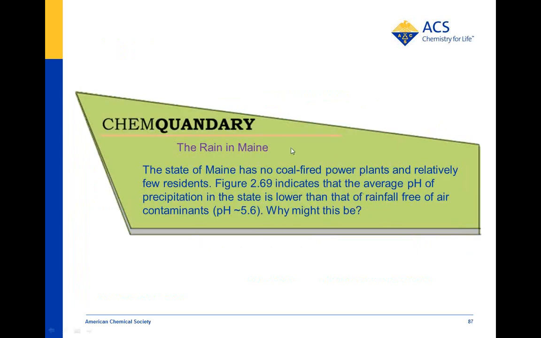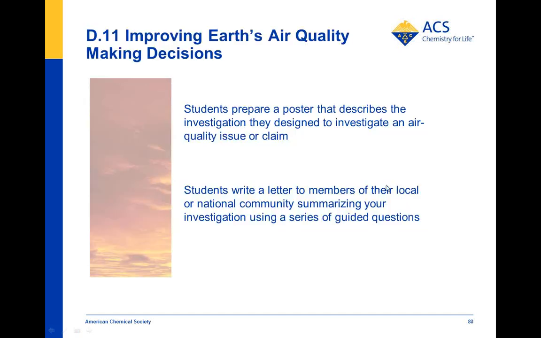And then this chem quandary is right going with that graph we just took a look at. Why does Maine have a low pH in their rain even though they don't have coal-fired power plants? And we just talked about that. And here, now they're coming back to their air quality issue or claim. And so here they're going to be making a poster that describes the investigation and writing a letter to the members of their local or national community.